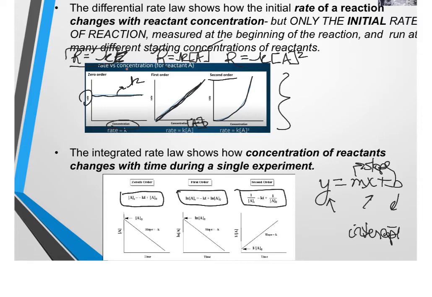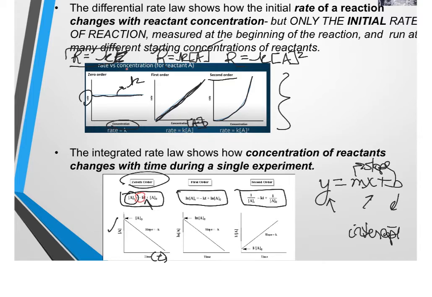For example, for a zero order, if you plot the concentration of a reactant on the y-axis and time, that's t, on the x-axis, you will get a straight line. And guess what the slope will be?